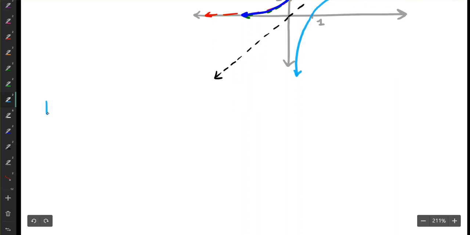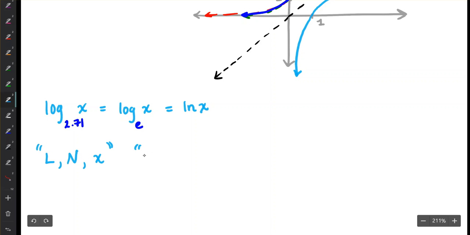ln for natural log. All right? So log base 2.71 of x is log base e of x, and we use this notation ln x. When I say ln x, what I'm saying is log base 2.71, log base e of x.